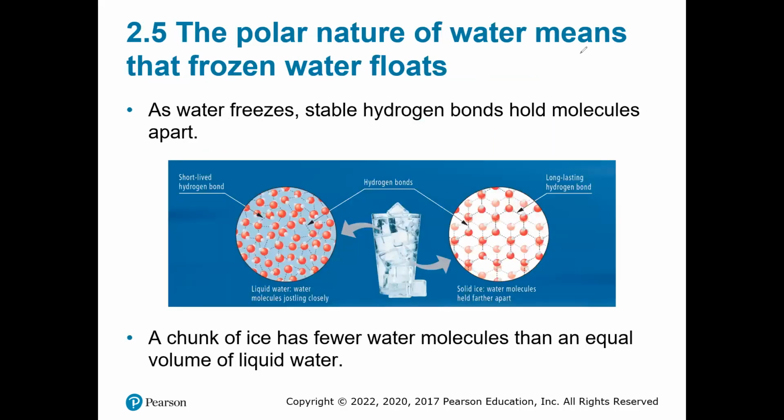The polar nature of water means that frozen water floats. Think about if you put a can of Coke in the freezer and it freezes. What happens to it? It might explode. So when water is liquid, the hydrogen bonds are moving around all the time, and they're very, very fluid. But when we freeze it and we lower the temperature, those hydrogen bonds kind of stretch out.